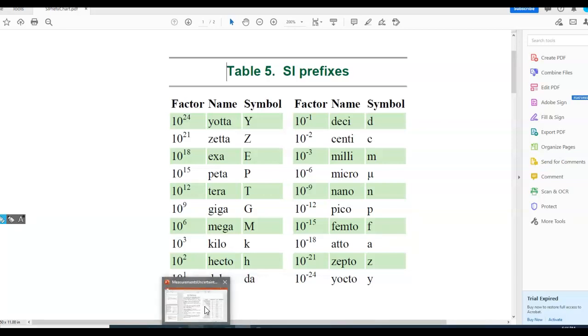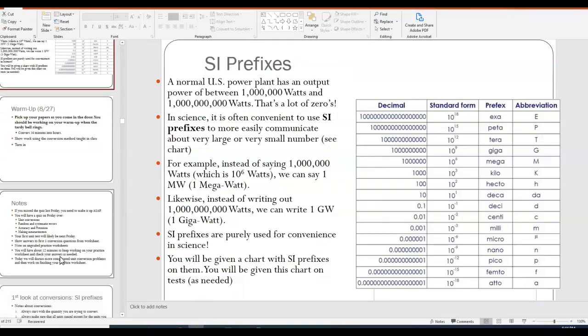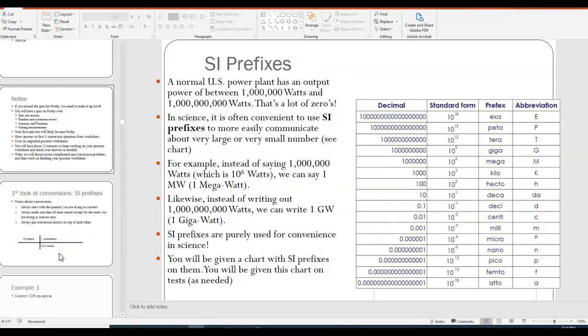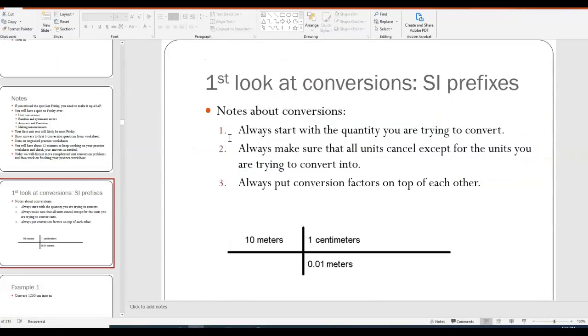Okay, and I'm going to go back to the PowerPoint. What I want to do now is introduce the concept of unit conversions. And we're going to spend the next day or two solving problems with unit conversions. But we're going to start by doing unit conversions in the context of dealing with SI prefixes. Now, you've probably done this before. There's more than one way to do a unit conversion. However, I would highly recommend that you go with the method that I'm going to show you, just to limit the chances of you making any mistakes.